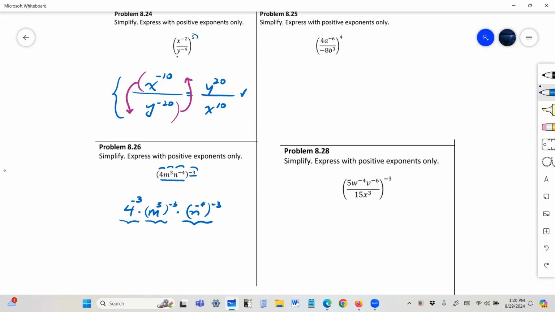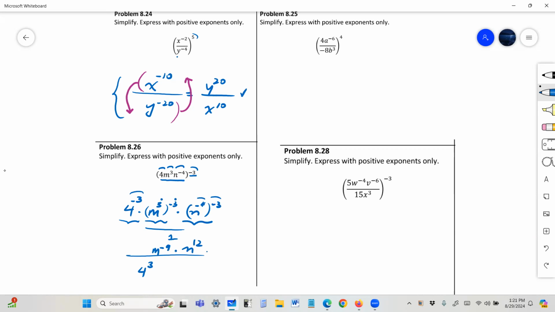In the first case, I have to convert this to a positive exponent, right? We cannot work the problem this way. So the 4 to the negative 3 is in the numerator, and it goes to the denominator as 4 to the third power. Now, these two use the last property. So m to the third raised to the negative 3 would be m to the negative 9th power. And n to the negative 4 raised to the negative 3 would be n to the 12th power, right? Negative 4 times negative 3, positive 12.